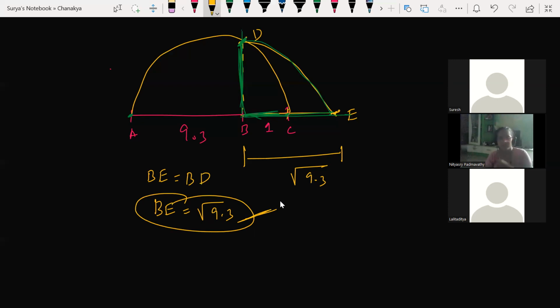Sir, in the previous question you used the Pythagoras theorem, but in this question you did not. And one more thing I didn't understand: AB is 9.3 units means in the scale, should we draw from 1 to 9.3, or 0 to 9.3?